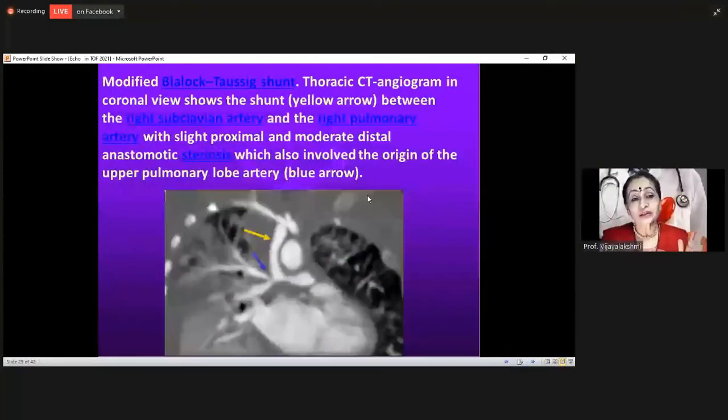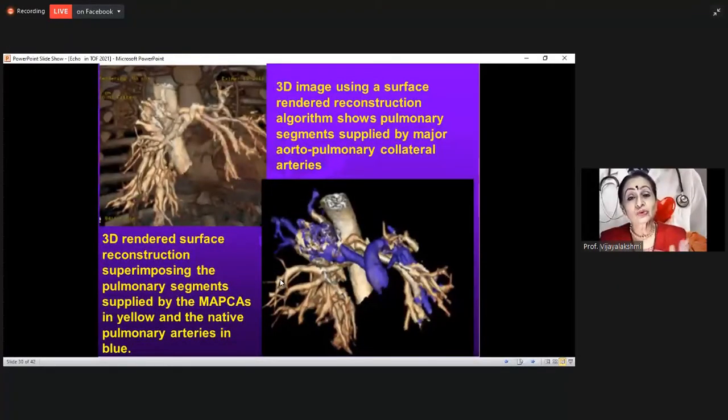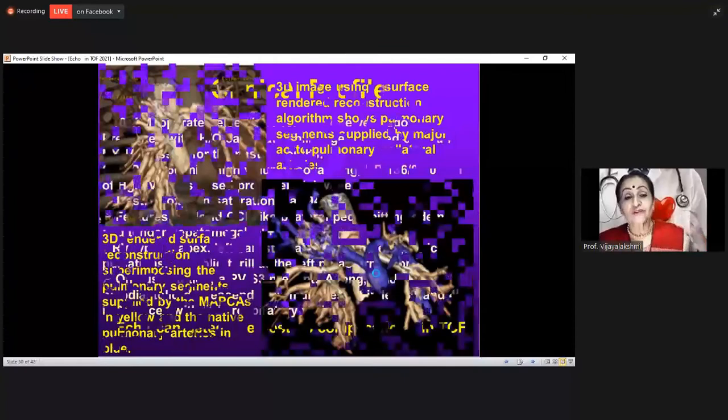And apart from that, when the BT shunt is there, the CT angio can show whether there is a stenosis or blockage of the pulmonary arteries or the branches also. A 3D image using surface rendered reconstruction can show the pulmonary segments supplied by the major aortopulmonary collaterals, and which arteries are supplied by the other collaterals. So here in yellow are the MAPCAs and the native pulmonary arteries are in blue. This helps the surgeon with unifocalization, and this is how we can tell the surgeon which have to be closed.